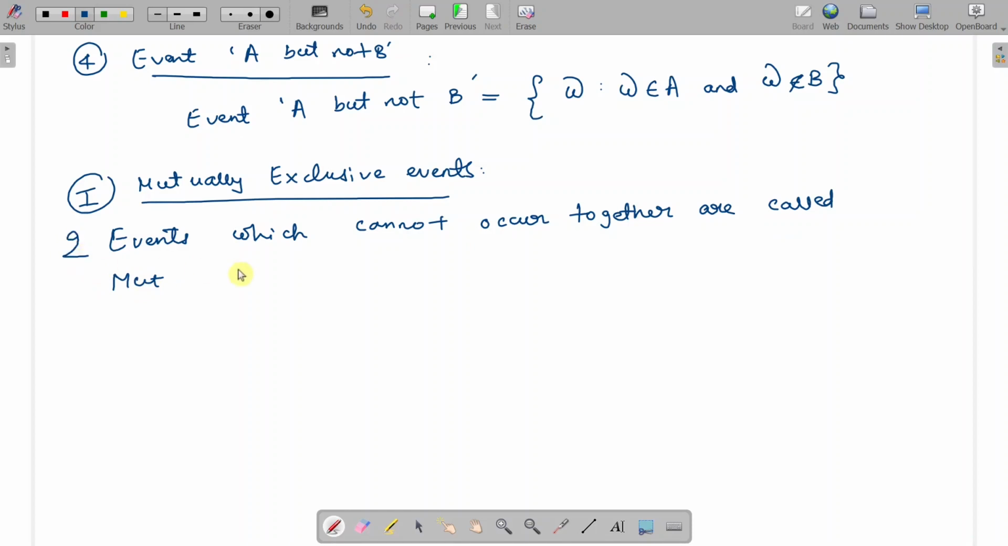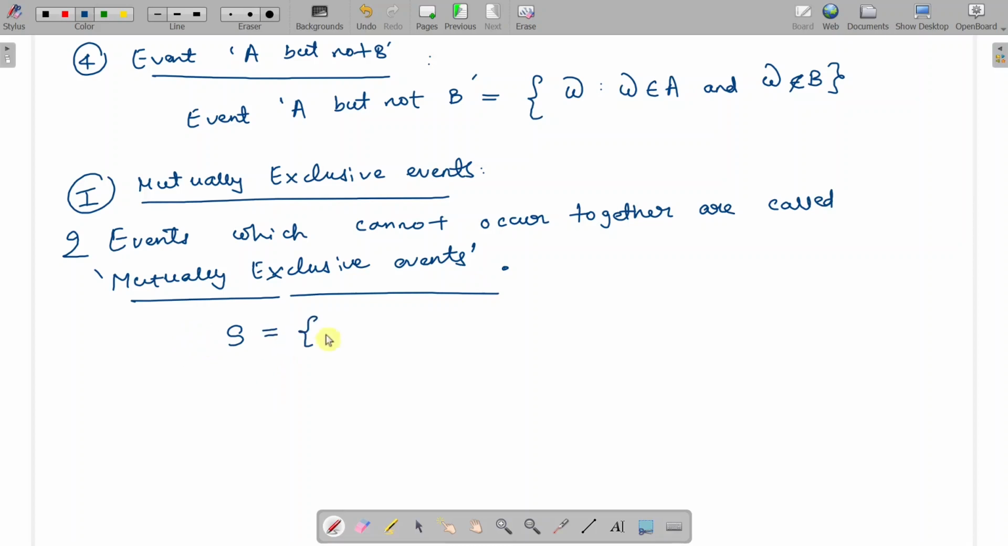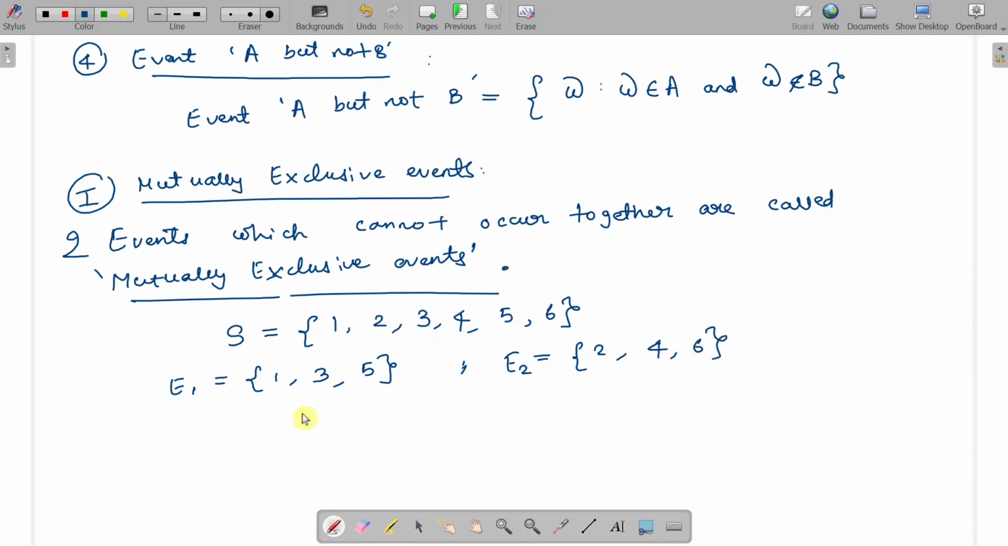So we can take two events. Two events which cannot occur together are called mutually exclusive events. Suppose we take the sample space as 1, 2, 3, 4, 5, and 6, that is, the experiment is throwing a die. If we take E1 as 1, 3, 5, and E2 as 2, 4, 6, you can see that E1 intersection E2 is empty.